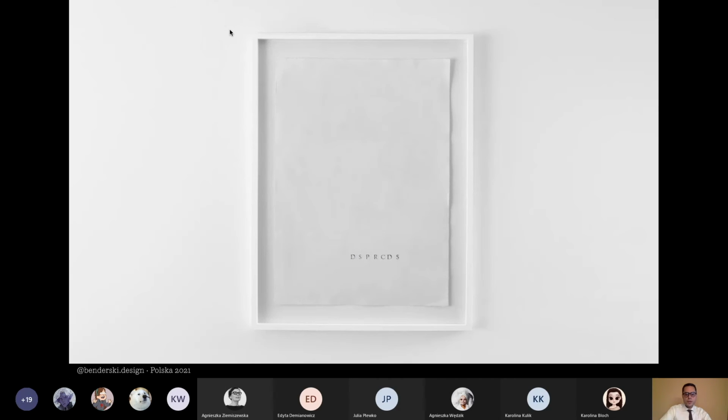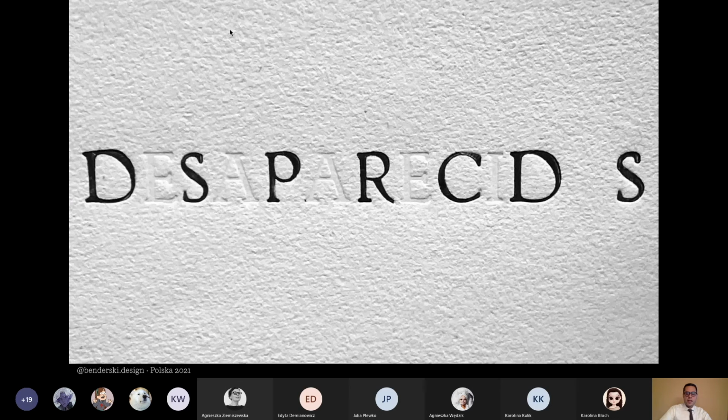This poster seems to have nothing on it, and we're going to zoom in to the word that is there in the poster. This word is missing, desaparecidos. In Uruguay, we suffered a dictatorship during the 70s and 80s, where a lot of people went missing just for thinking differently. And as a designer, I don't care about politics. I care about human rights. So there are people that went missing just because they believed something different.